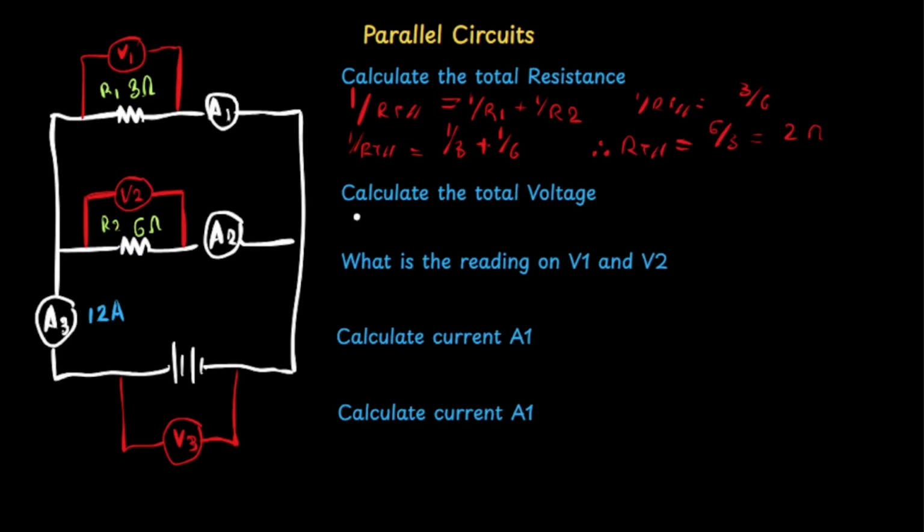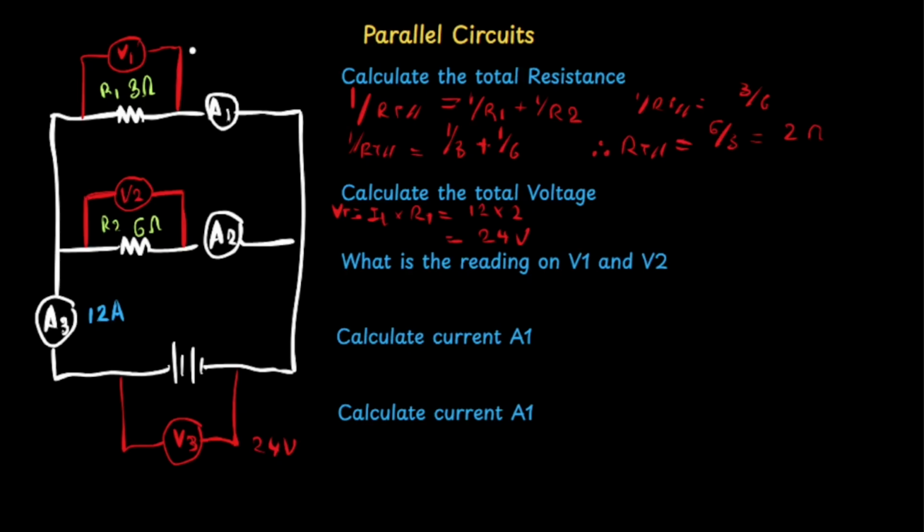This can be done simply by using Ohm's law, where total voltage is equal to total current times total resistance. Substituting in my values, I would obtain 12 times 2. Simplifying, I would obtain a total voltage of 24 volts. I now know that my source voltage is 24 volts. The next question asks us to find the reading on voltmeter V1 and V2. Let's look at this and apply some theory.